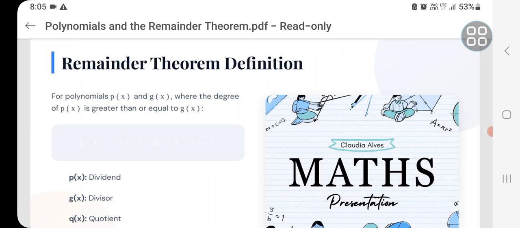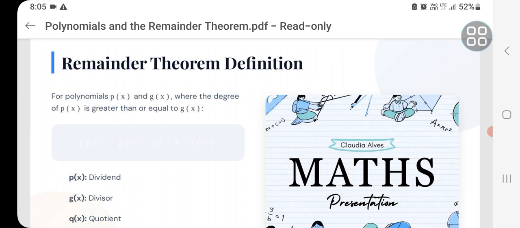For polynomials p of x and g of x, normally we denote a polynomial in the form of p of x. If we have more than one polynomial, we can write g of x or q of x or r of x like that. Here I take two polynomials, one is p of x and another one is g of x. But the degree of p of x is greater than or equal to that of g of x. You already know how to calculate the degree of a polynomial. So here the degree of p of x is always greater than or equal to that of g of x. Okay, just take two polynomials and imagine.